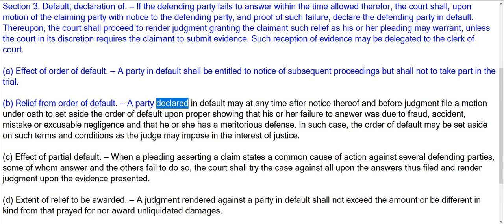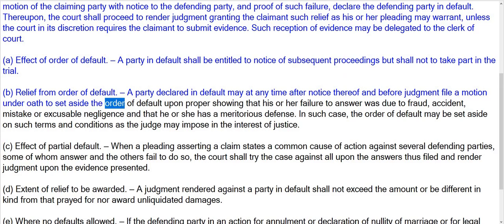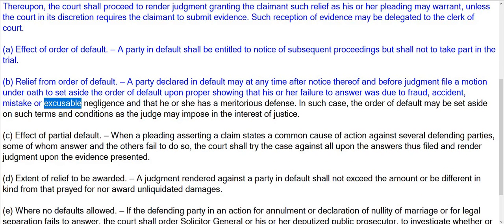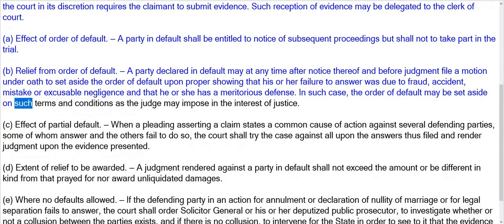B. Relief from order of default. A party declared in default may at any time after notice thereof and before judgment file a motion under oath to set aside the order of default upon proper showing that his or her failure to answer was due to fraud, accident, mistake, or excusable negligence and that he or she has a meritorious defense. In such case, the order of default may be set aside on such terms and conditions as the judge may impose in the interest of justice.